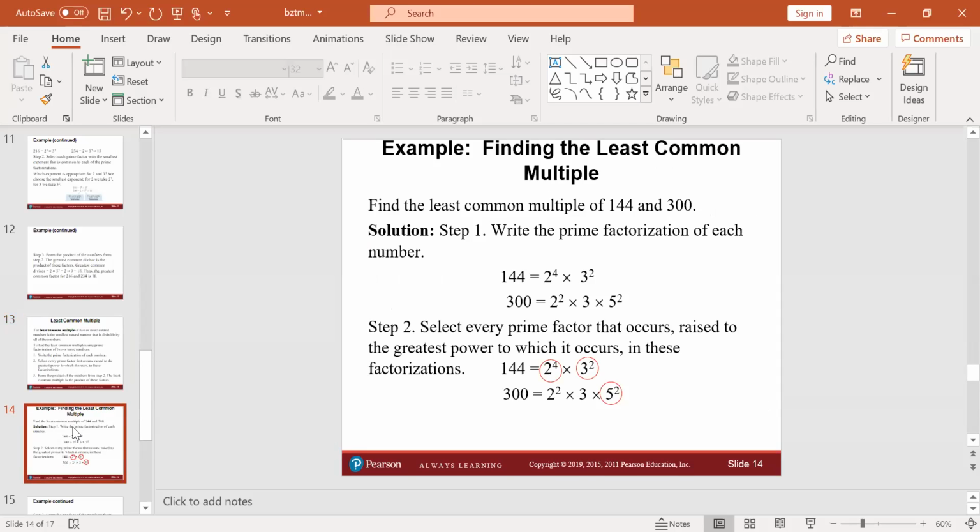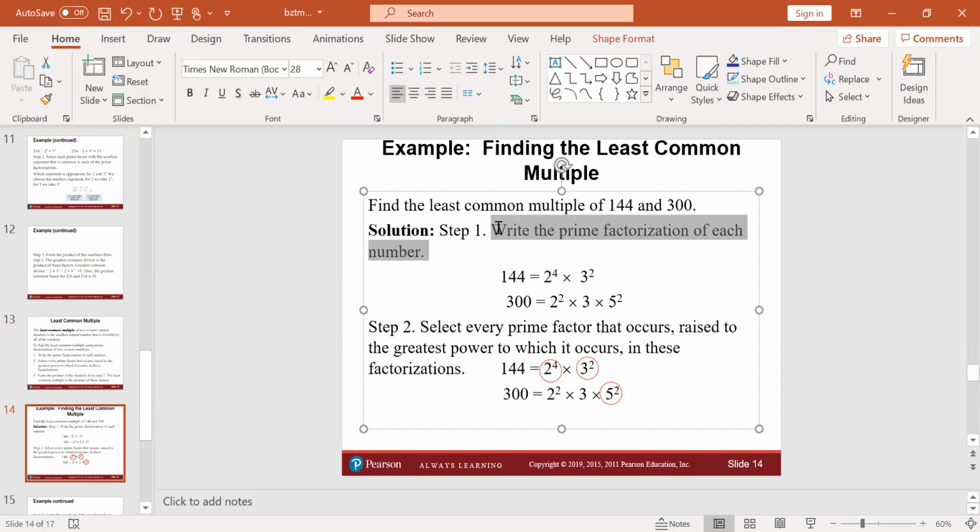So let's say you wanted to find the least common multiple of 144 and 300. First, you're going to need to find the prime factorization of each number. You can imagine the prime factorization tree. 144 is 12 times 12. In fact, it's the largest number on the 12 by 12 multiplication table. Once you know it's 12 by 12, you just break it into two 12s, then you break the 12s into two 2s and a 3, two 2s and a 3. You'll end up with 4 2s and 2 3s.